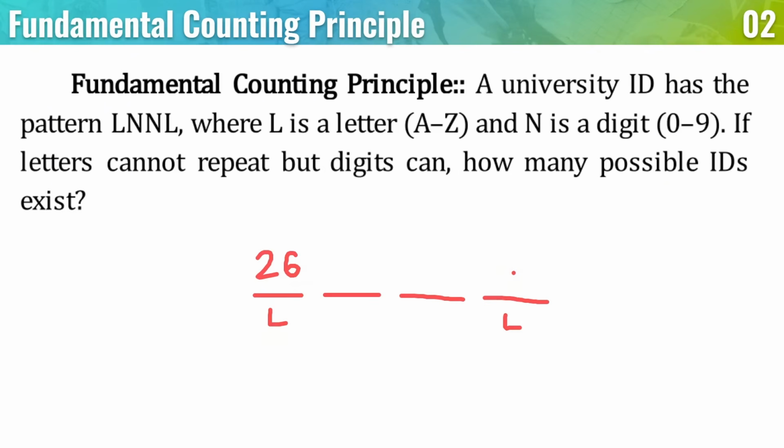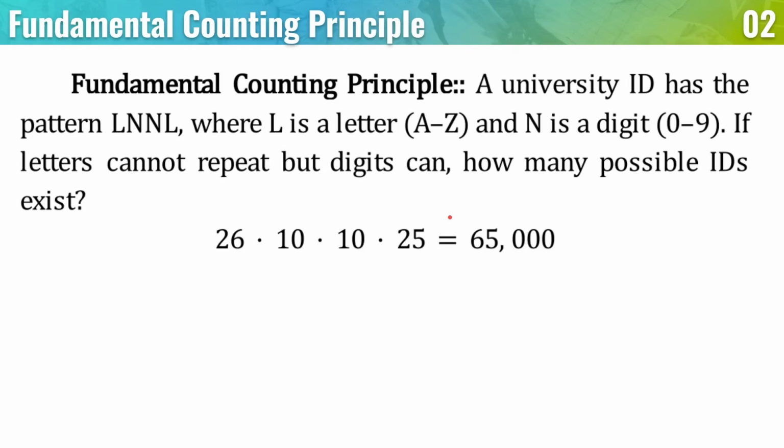Now for the second one, instead of putting 26, we put only 25 because it stated that letters cannot repeat. So if we pick a letter, for example, we pick A, then for the second letter, we can have any of the letters except A. So that's why we have only 25. For the digits that can repeat, we simply have 10 times 10. So we get the final answer of 65,000.